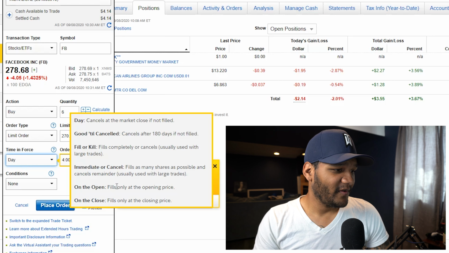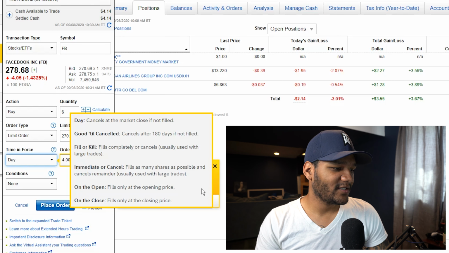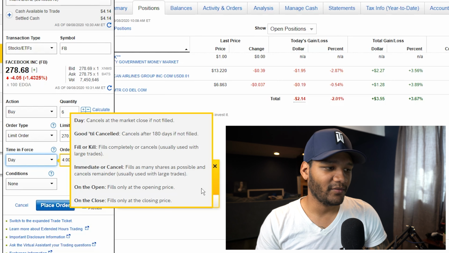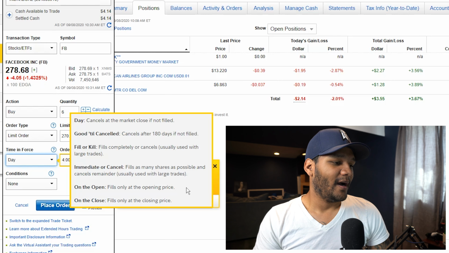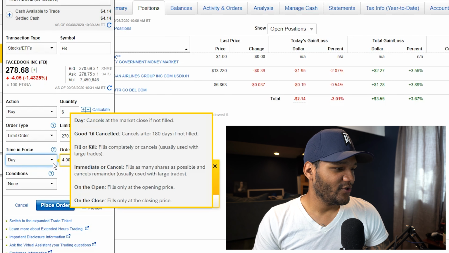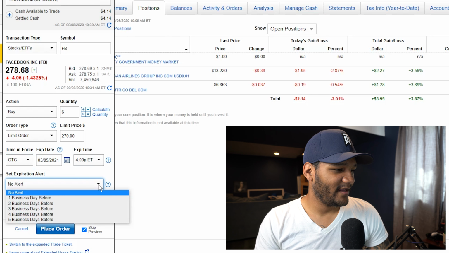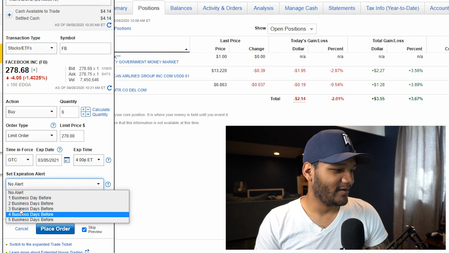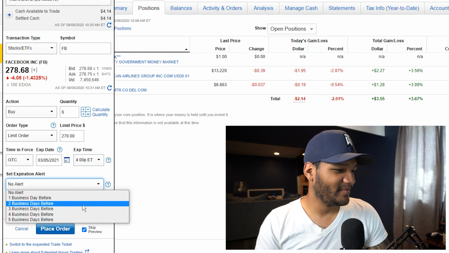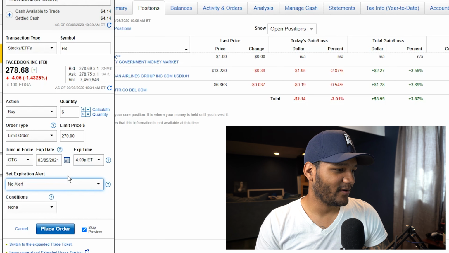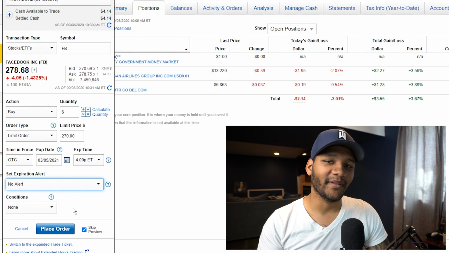On the open, fills only on the opening price. On the close, fills only on the closing price. So these are the methods that you can do. I'm going to say good until cancel, and then you can set an expiration of 1 business day before, 2 business days before, no alert. I'm not going to have to do that, because I don't believe it's going to get to that point.